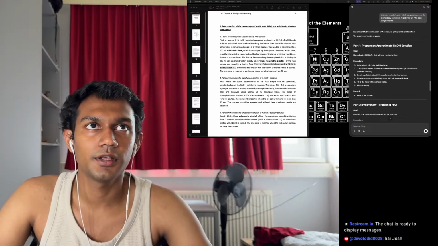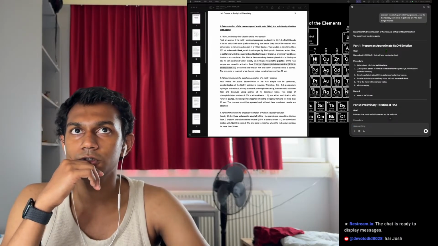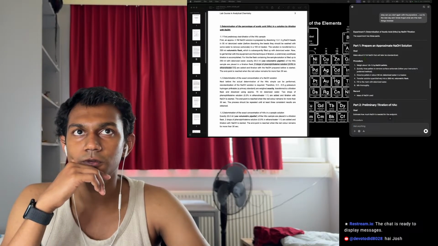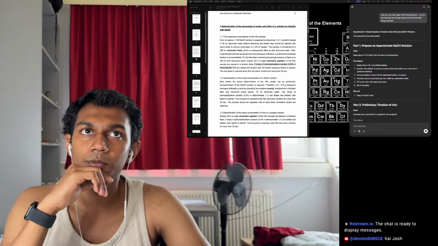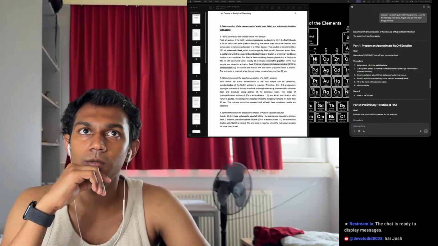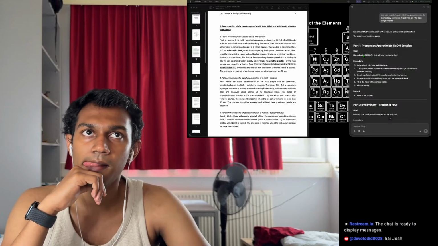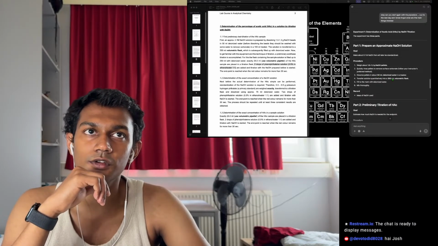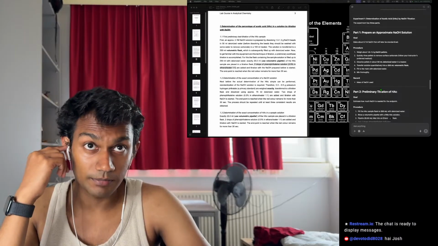Determination of acetic acid by NaOH titration. The experiment has 3 parts. Prepare an approximate NaOH solution. Goal: make about 0.1 molal NaOH that will later be standardized. Procedure: weigh 1 to 1.3 grams of NaOH, right? Quickly rinse pellets to remove surface carbonate. Dissolve the pellets in 50 ml DI water. Transfer into a volumetric flask. Fill to the mark. Mix thoroughly. Record mass of NaOH used.